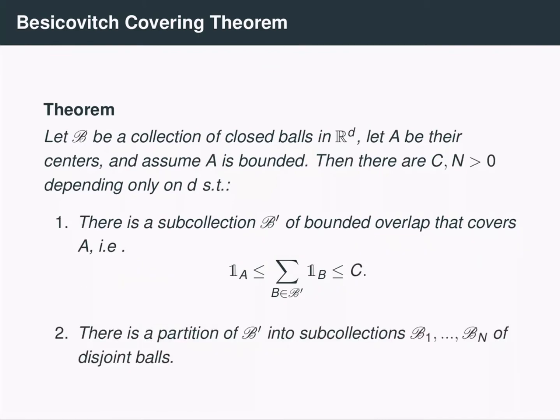The second part of the theorem says that with this subcollection of bounded overlap, we can in fact split this collection into further subcollections, curly B1 all the way up to BN, where each collection is a collection of disjoint balls.